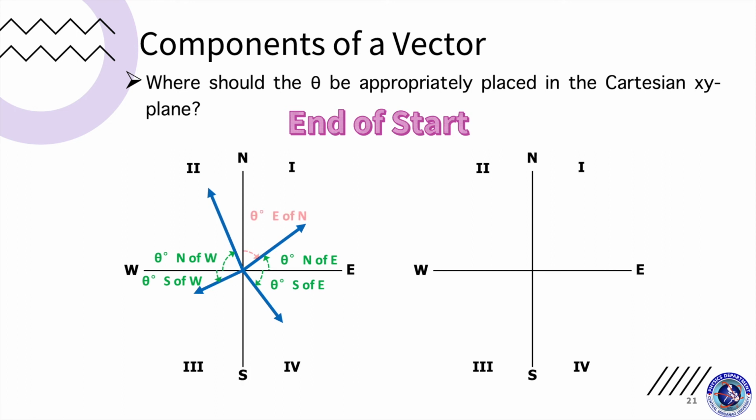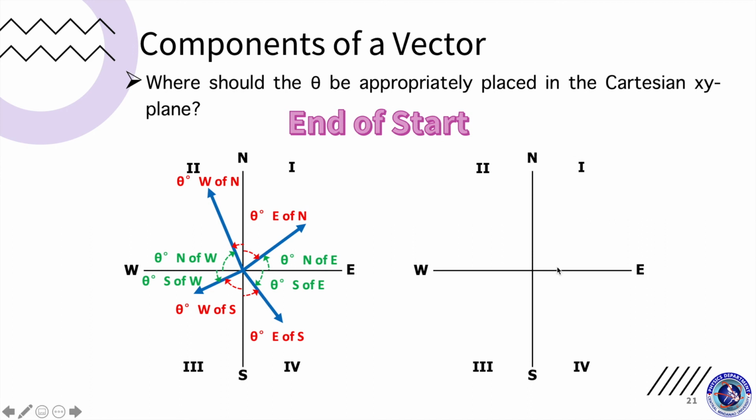Okay. Next, it's from north going east. So east of north. How about this one? It's from north going west. So west of north. And then this one, it's from south going west. So that means west of south. And lastly, it's from south going east, so east of south.